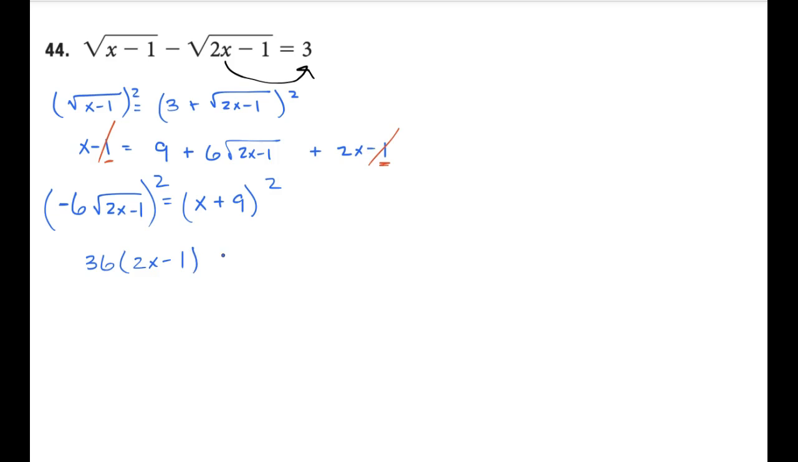And then on the right, I get x squared plus 18x plus 81. And if you don't know how to expand a binomial squared, you need to stop and look at that and practice on your own. It's something you need to, again, get really good at. All right, so we're going to distribute this, and we get 72x minus 36 equals x squared plus 18x plus 81.